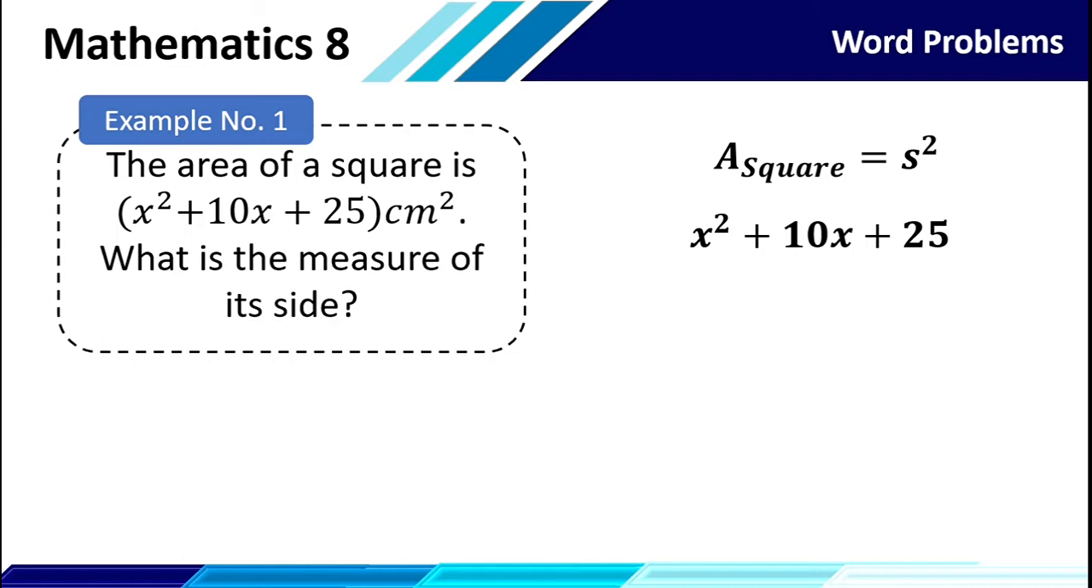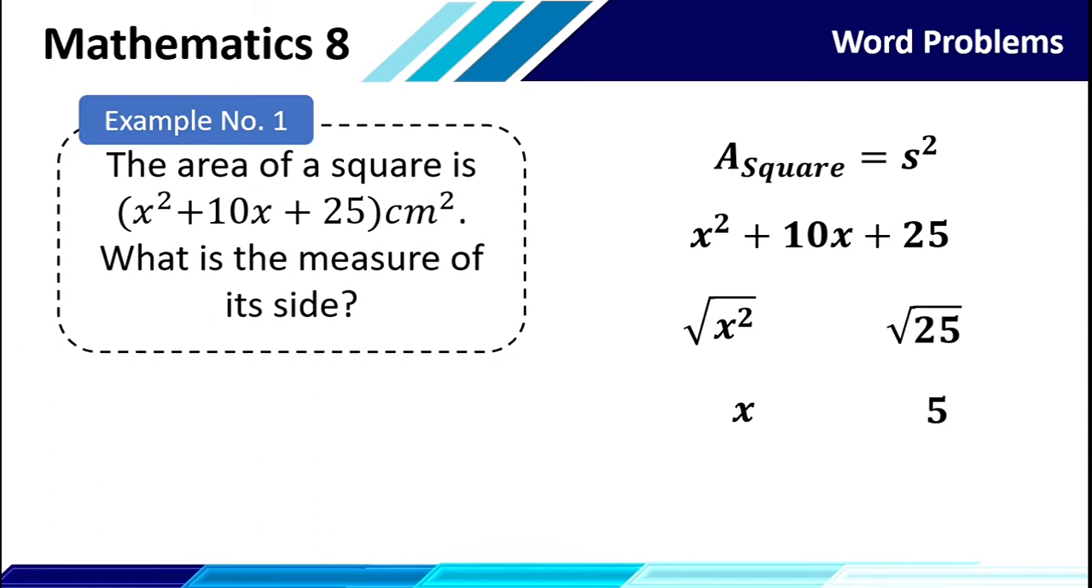We observe that the first and the last terms are perfect squares, and the middle term is twice the product of the square roots of the first and the last. Therefore, this polynomial is under perfect square trinomial. To get the factors of it, let's find the square root of x squared, which is x, and the square root of 25, which is 5.